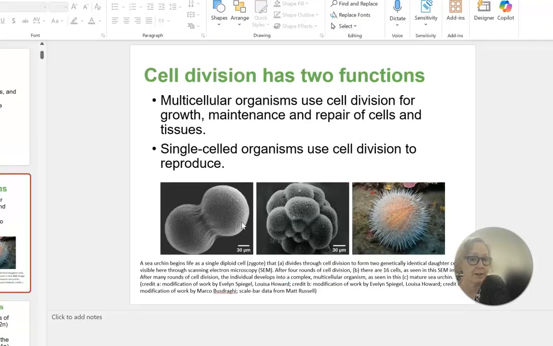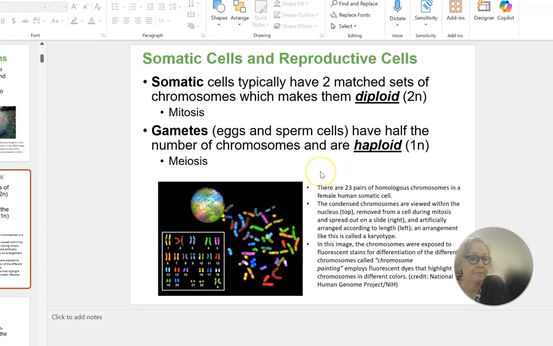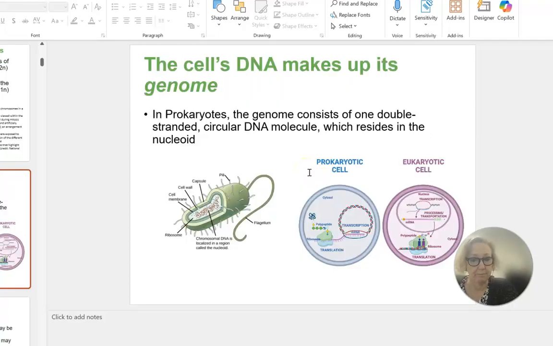Okay, just a reminder. Multicellular organisms, that's you, use cell division. All of your cells, except for your gametes, are somatic cells. Your gametes, your egg and your sperm, are not somatic cells. They divide by meiosis and they are haploid. Just a reminder, the cell's DNA makes up its genome. We know this from earlier.